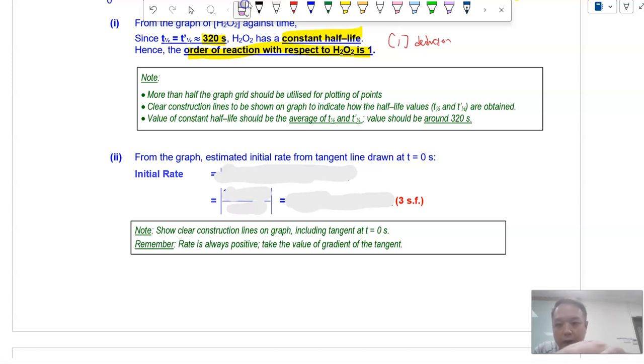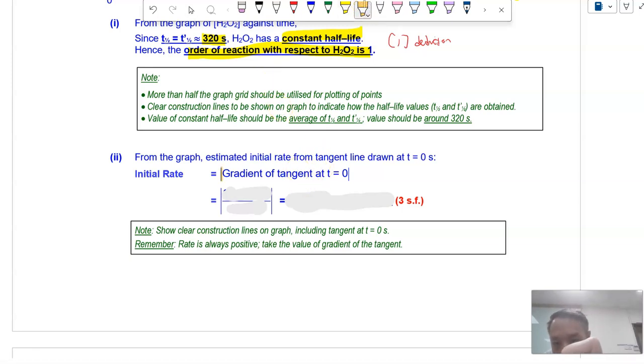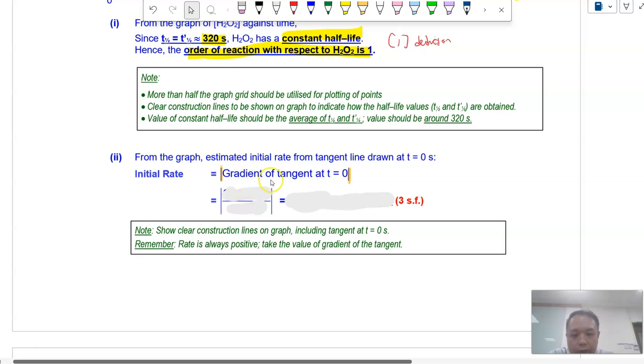So from the graph, the initial rate will be the gradient of the tangent at time t equals 0. The next concept I need to highlight to you is the modulus sign. Why do I need a modulus sign? Because you can see that the gradient of the tangent from the graph is actually negative. But it's not logical to say that the rate is negative. So although the gradient is negative, we put a modulus sign to convert the gradient to a positive value to reflect rate more accurately.